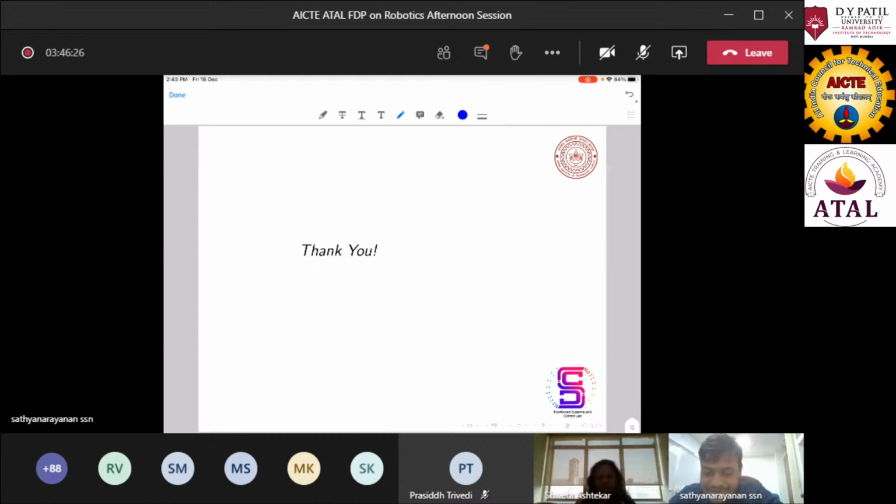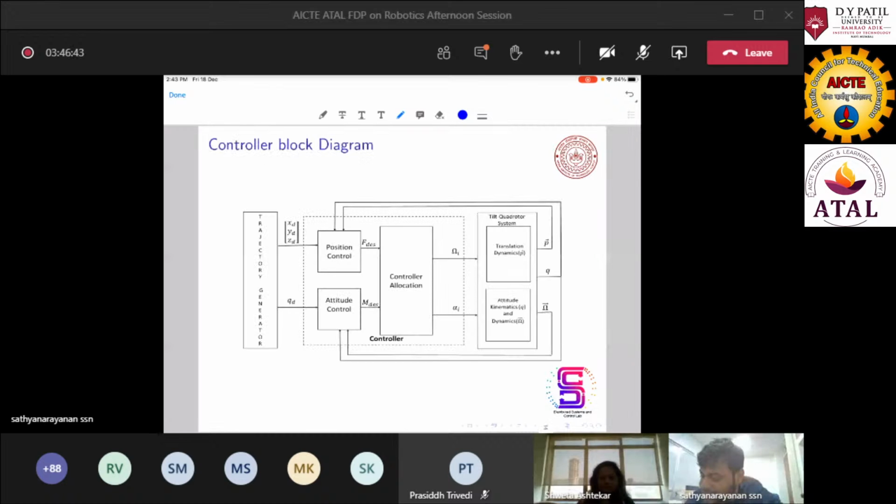Sir, what are possible applications of AI in this UAV? As of now, you can use AI to actually have the control allocation here. People have not yet explored such things because you need a map from FD and MD, like the desired force, to your desired roll angle, tilt angle, and your rotor speed.